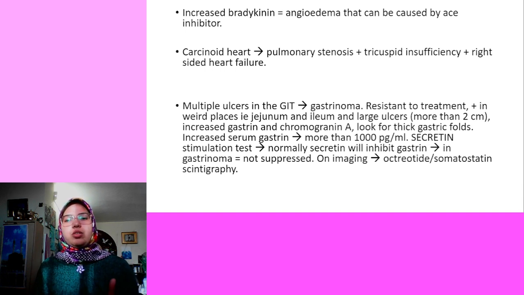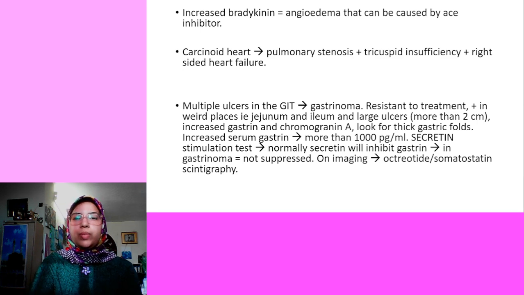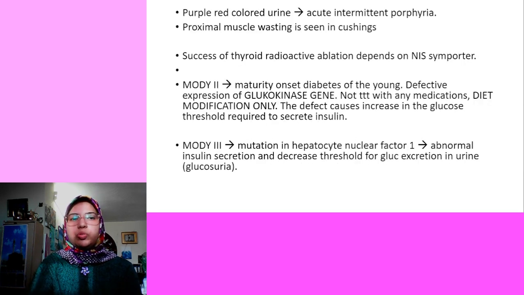Increased gastrin, increased chromogranin A. You want to look for thick folds. You want to look for increased serum gastrin, more than 1,000 picograms per milliliter. Do a secretin stimulation test. What is that? Secretin normally will inhibit gastrin secretion, but because you have a tumor, it's not inhibited, it's going to still remain elevated. It's not suppressed. On imaging, you use an octreotide somatostatin scintigraphy if you're asked what type of imaging you would use.